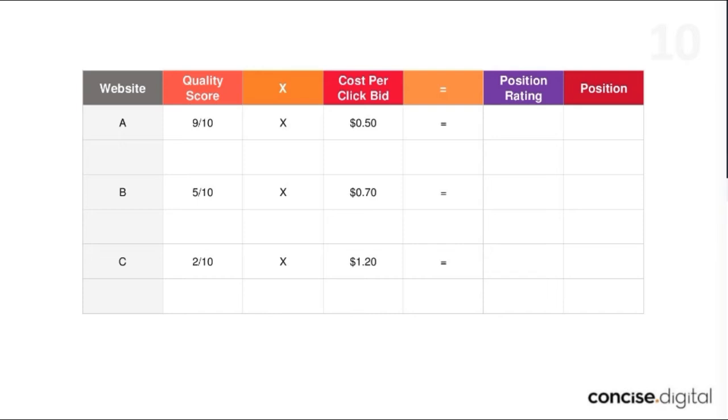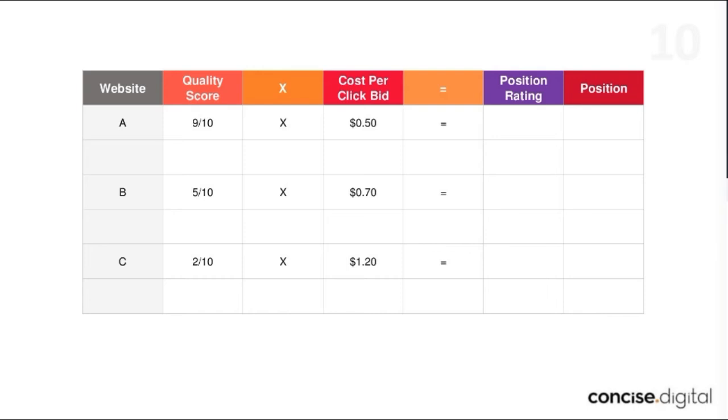So in this table here, the first column, we have 3 different websites, A, B, and C. Very simple. A quality score is a score out of 10, which the Google algorithm gives your ad and your website every time the ad is triggered. So every time the user types in a search term, the quality score is recalculated constantly. So just because you've got a 9 out of 10 now doesn't mean you'll have a 9 out of 10 next week. But just keep that in mind. But it's a score about how important and how relevant you are for the term that is at hand.